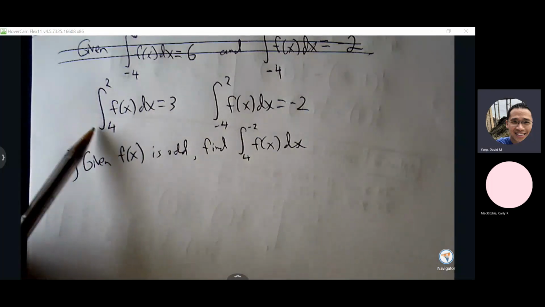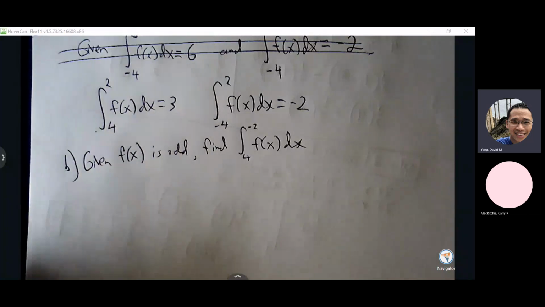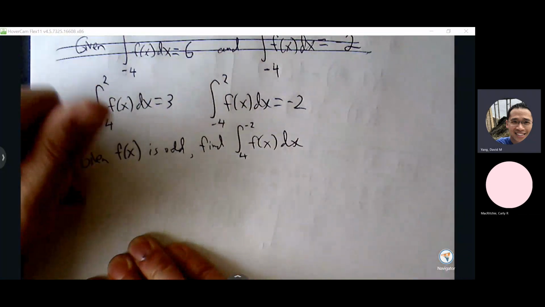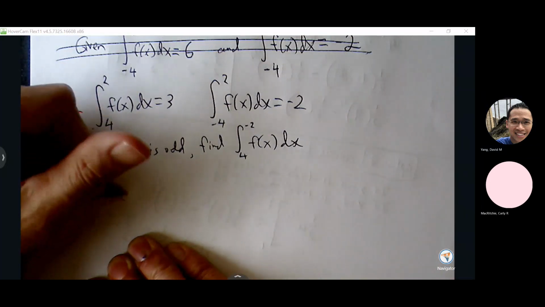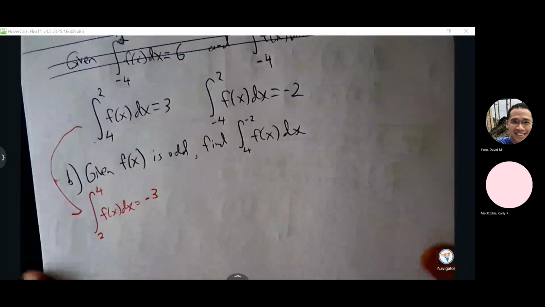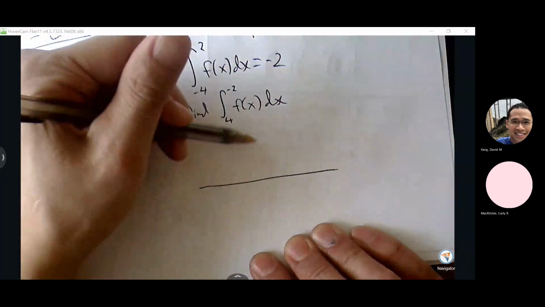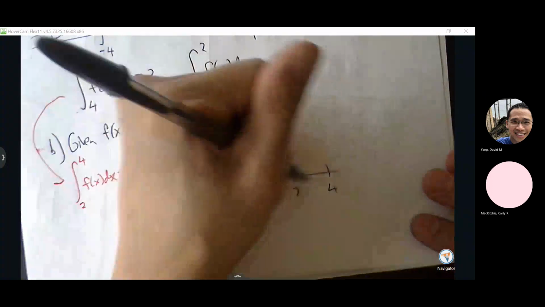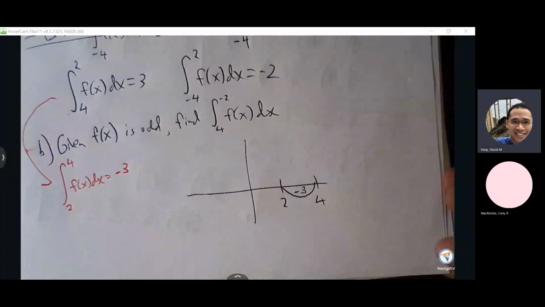Okay, so we start with a shorter interval, 4 to 2, but what's weird about this shorter interval here? Yeah, it's not in order, right? So let me make it easier for us to graph. I'll go from 2 to 4 is -3. Okay, so we start with that graph. So 2 to 4 is -3.